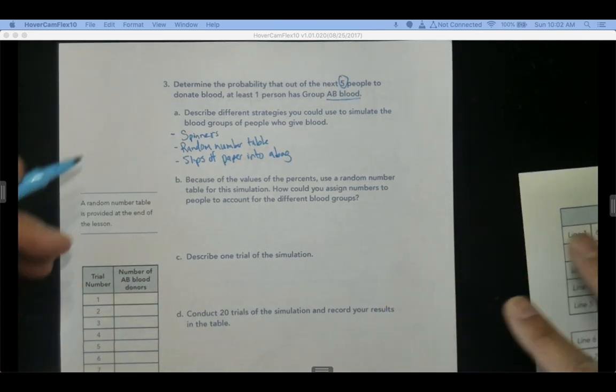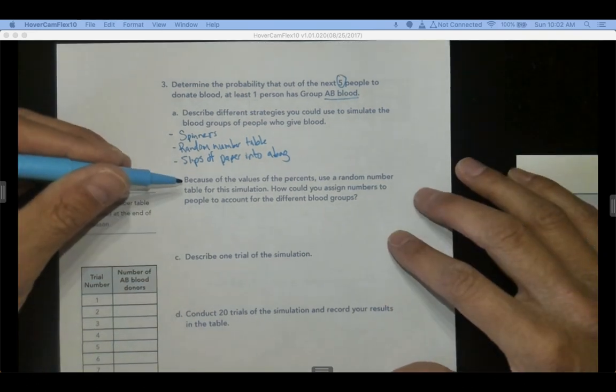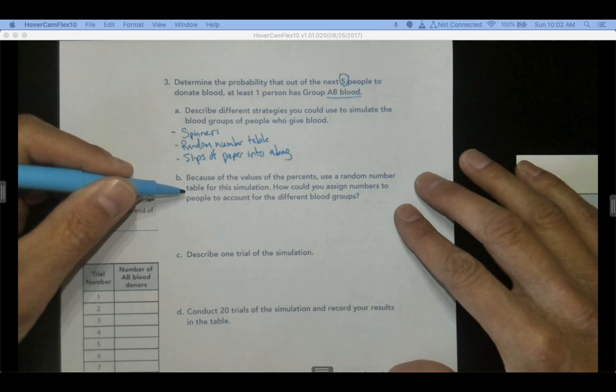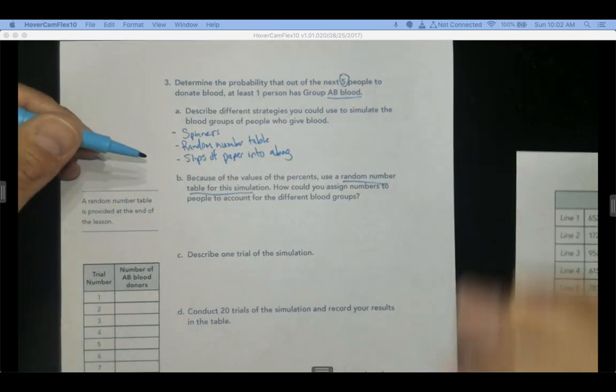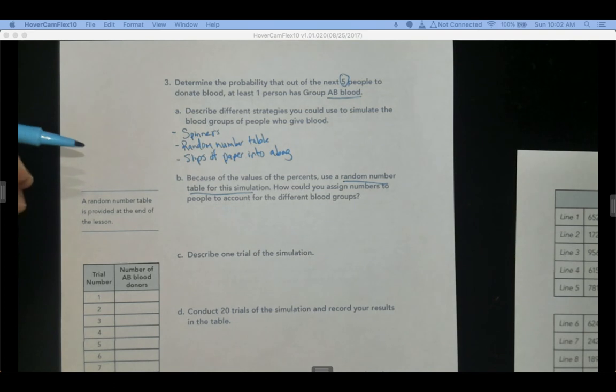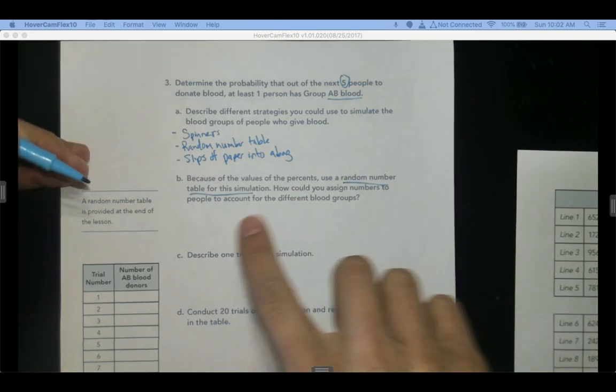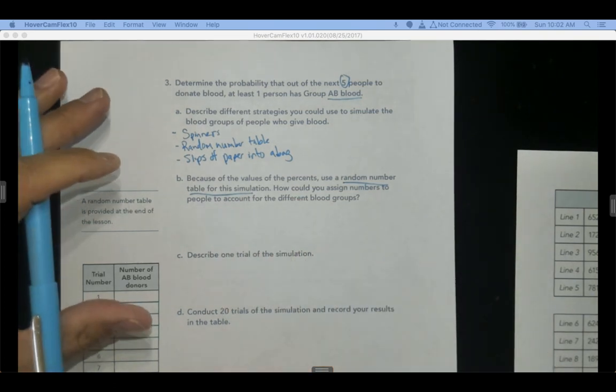And so for part B, they say, because of the values of the percents, use a random number table for this simulation. So they're telling us what to use. How could you assign numbers to people to account for the different blood groups?